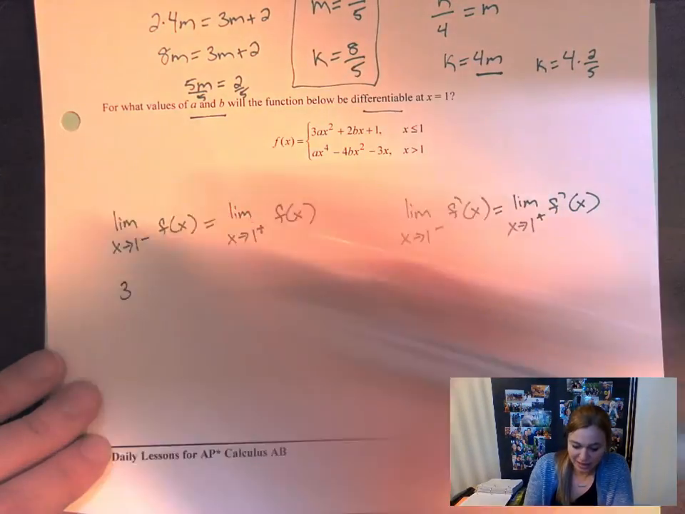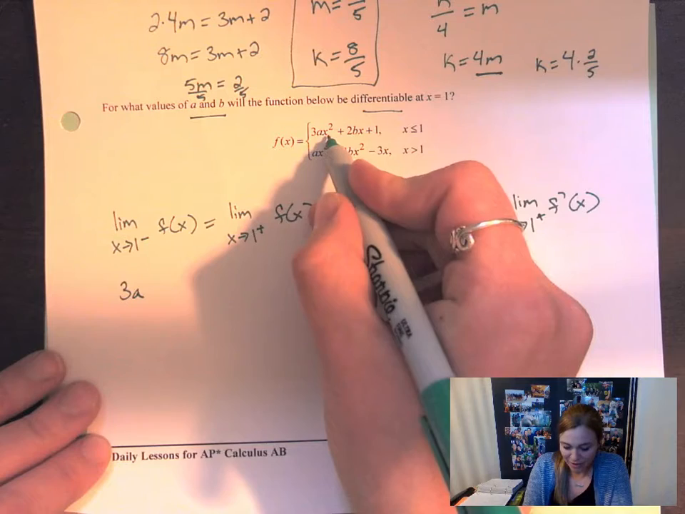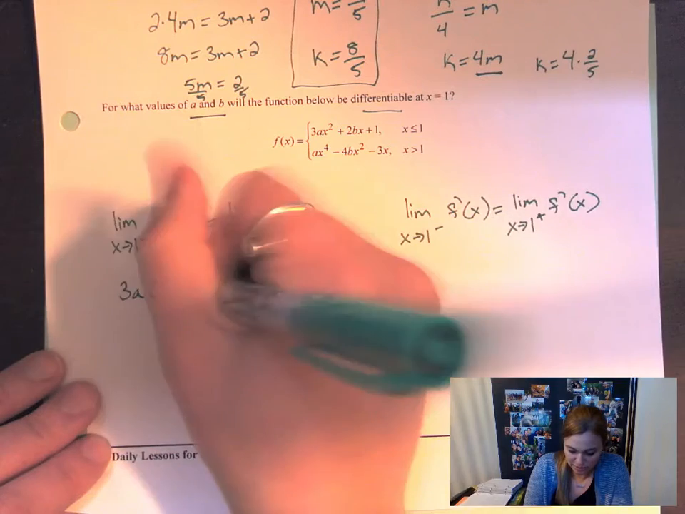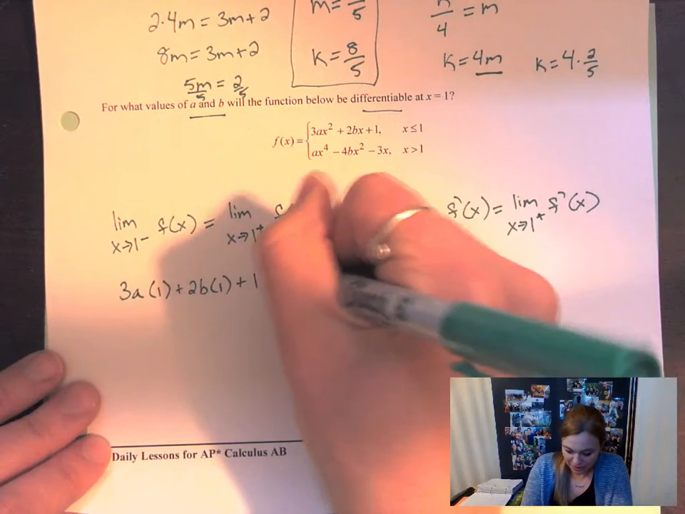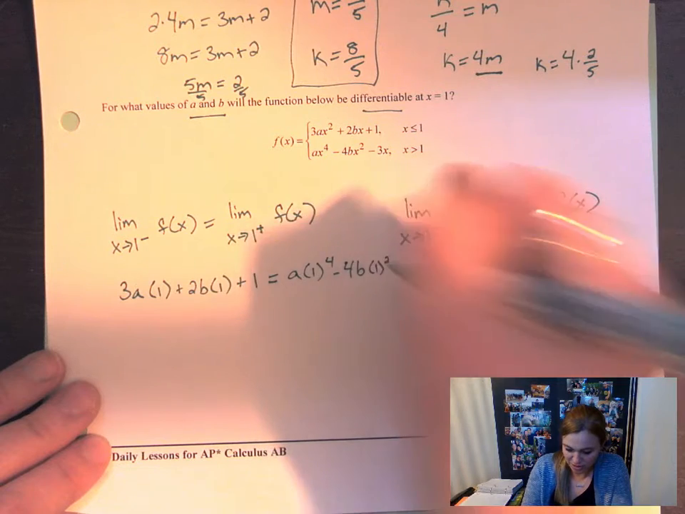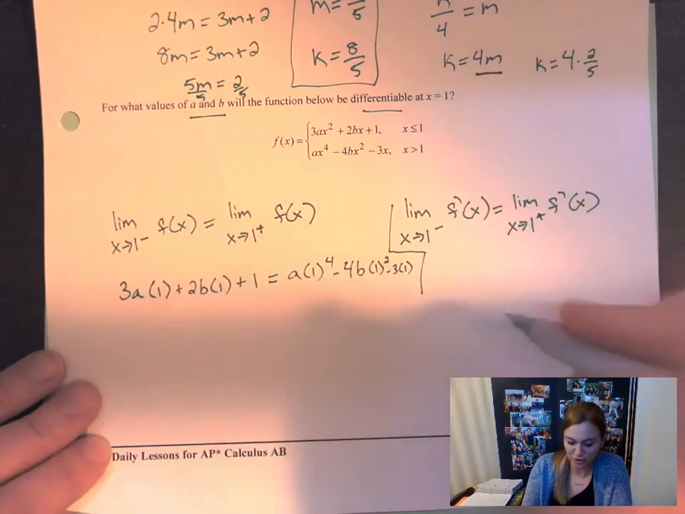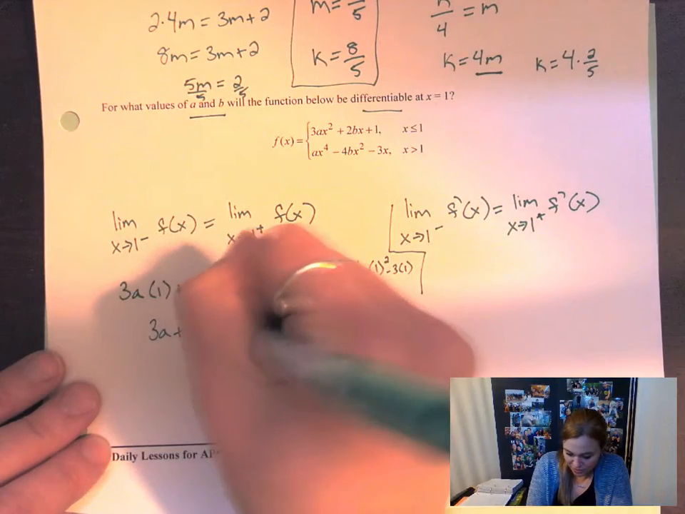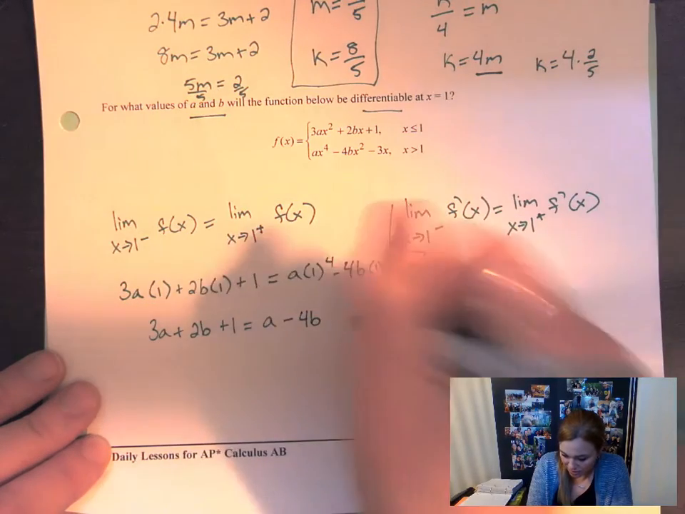So this says 3, and a and b are both considered coefficients here, so I can just take them along for the ride. When I have the value of x, though, I need to substitute in 1. So 3 times 1 squared plus 2 times b times 1 plus 1. From the right, a times 1 to the 4th minus 4b times 1 squared minus 3 times 1. There we go. This would be 3a plus 2b plus 1 is equal to a minus 4b minus 3.